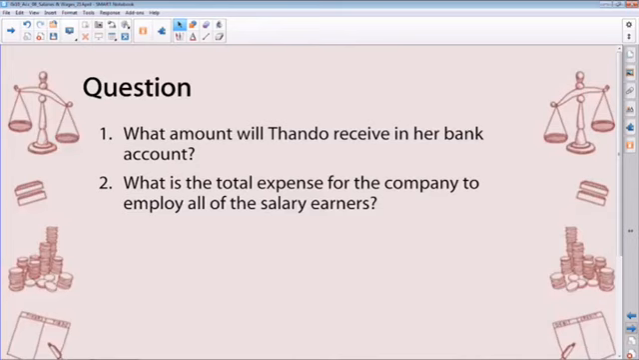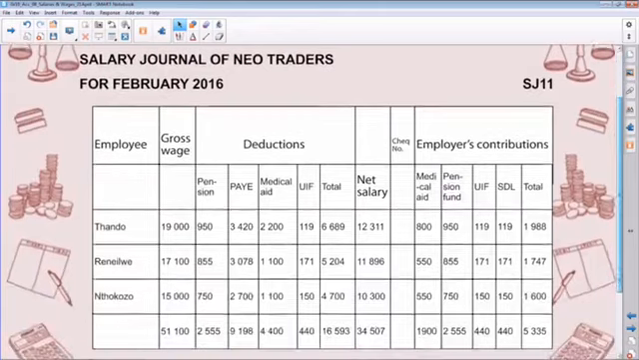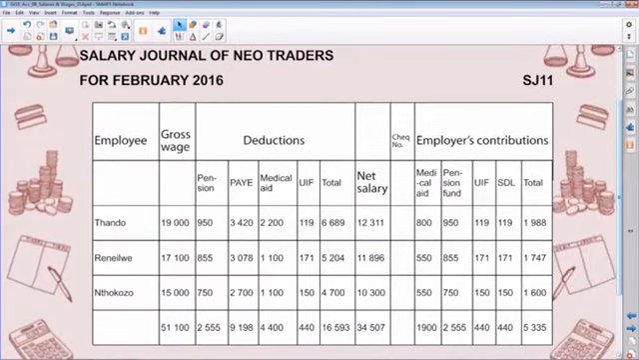Now, I'm going to take you back to last week's journal. And here's last week's salary journal. And please, again, I'm asking you, what will Tando get in a bank account? And what is the total expense for the company during this month? I'm going to give you 2 minutes to quickly complete that.